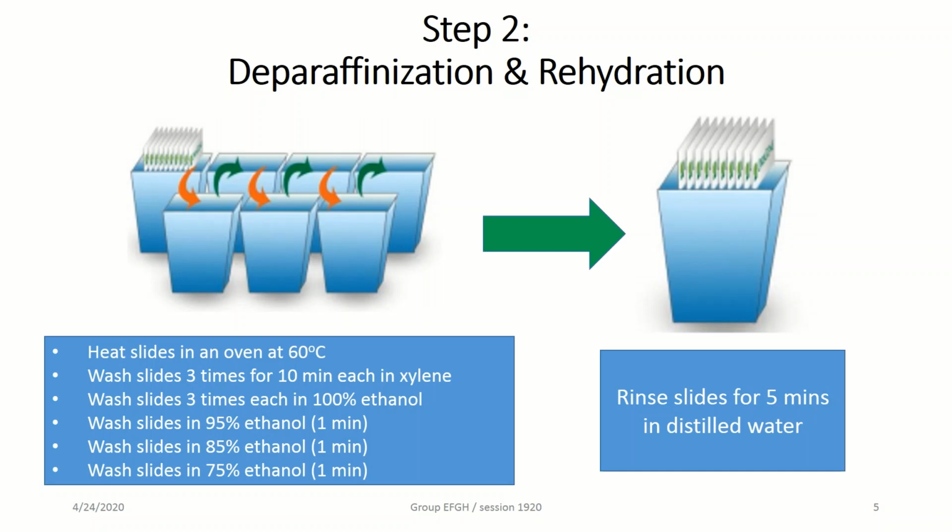Wash the slides 3 times for 10 minutes each in xylene first, followed by 100% ethanol, then 95% ethanol for 1 minute, 85% ethanol for 1 minute, and 75% ethanol for 1 minute. This is required to deparaffinize and rehydrate the slides, followed by rinsing for 5 minutes in distilled water in order to start the tissue staining.